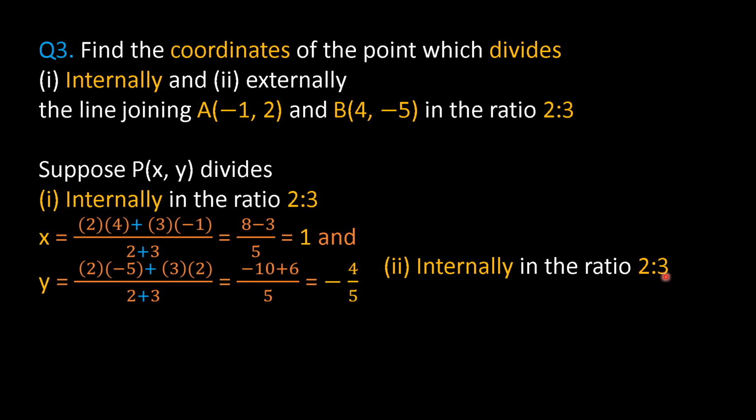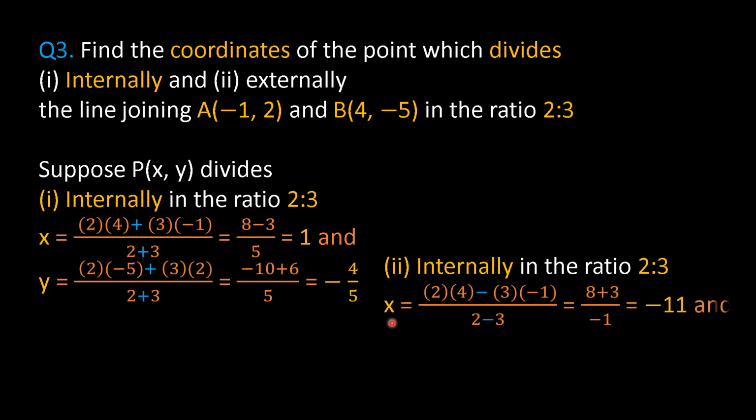ratio 2:3. So we have the x coordinate as (mx2 minus nx1) upon (m minus n). We know for external division we use a negative sign in the numerator and denominator. So it will be 4 2s are 8 and this will be plus 3, upon 2 minus 3 will be minus 1, so it will be minus 11.